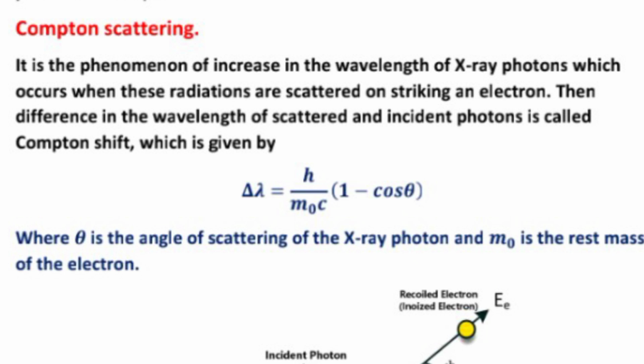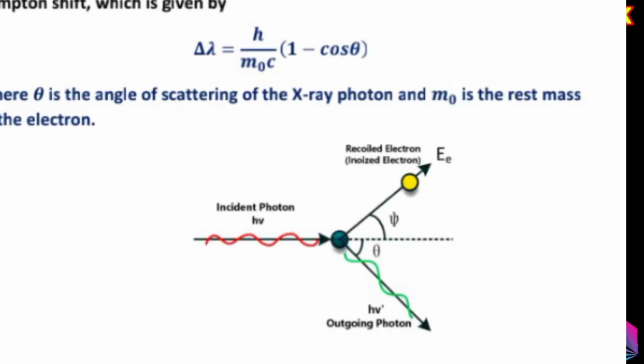Compton scattering. What is Compton scattering? It is the phenomenon of increase in the wavelength of X-ray photons, which occurs when these radiations are scattered on striking an electron. The difference in the wavelength of the scattered and incident photon is called Compton shift, denoted by delta lambda, and it is equal to h upon m0 c times (1 minus cos theta), where theta is the angle of scattering of the X-ray photon and m0 is the rest mass of the electron.